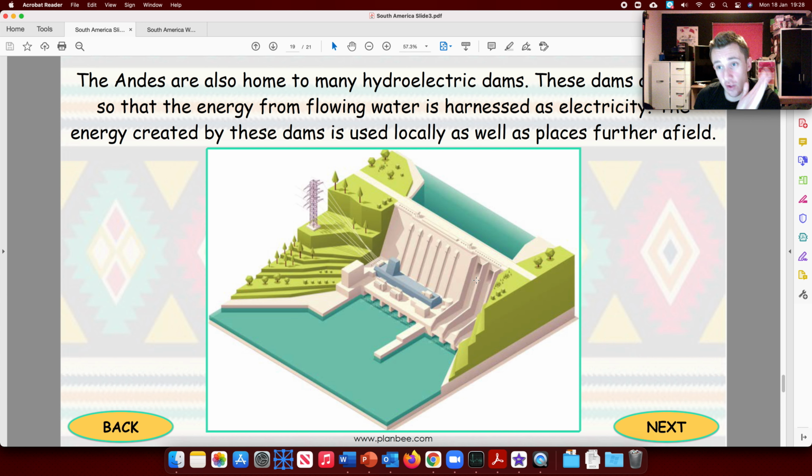The Andes is also home to a lot of what are called hydroelectric dams. Basically, where you've got flowing water, if you've got a big enough source of flowing water, a river, if you put a dam across it, as the water goes through, it can generate electricity because it pushes turbines round. So by doing this, they can generate electricity for themselves, and then they can either use that for themselves or sell it on for money.